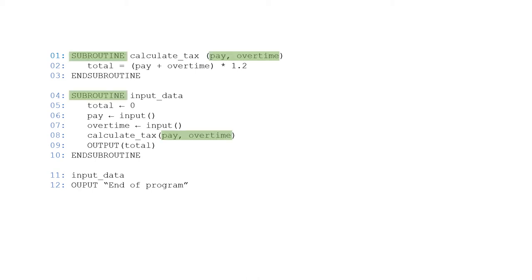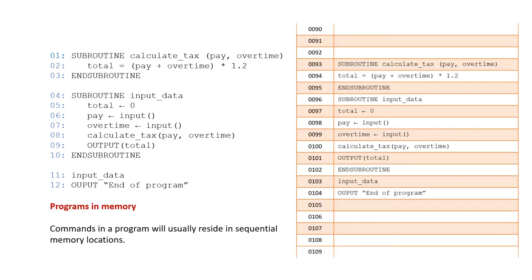The first thing to note about this program is we've got various features. We've got subroutines being used, we have parameters, and we have local variables. So programs in memory. Commands in a program will usually reside in sequential memory locations. On the left we see the pseudocode program, and on the right we see a segment of memory. You can see how each line of the program code, starting in memory location 0093, is stored sequentially.